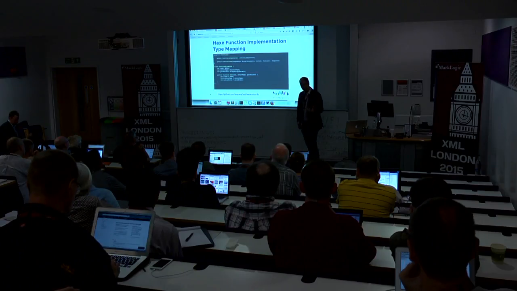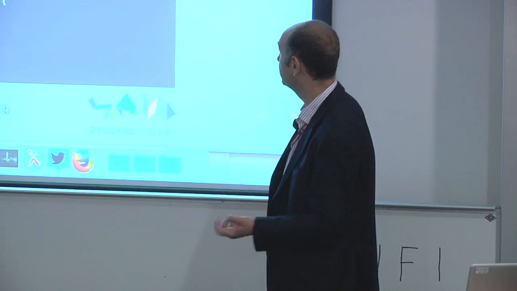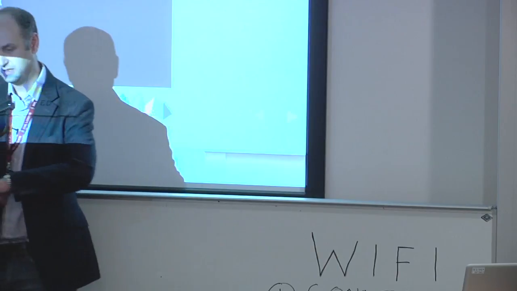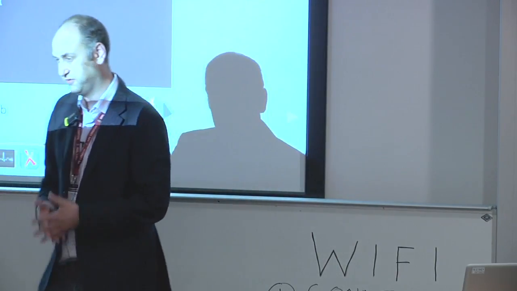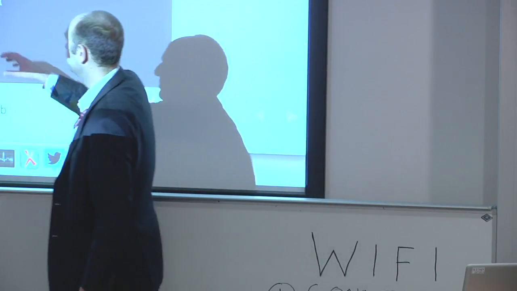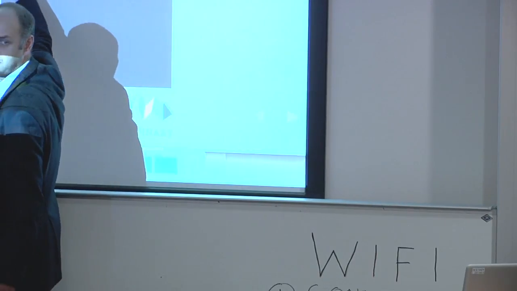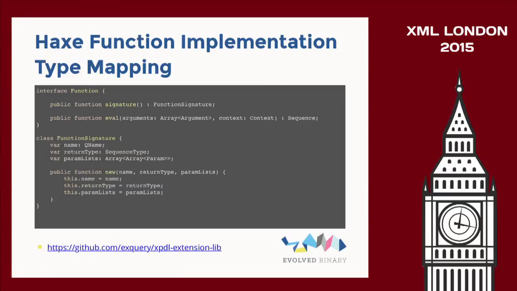So we have some XDM types that we've mapped into Haxe, and we also need our function implementation type mapping. So here's a function. A function has a signature. And if we remember back to the slide where I showed BaseX and eXist and Saxon, their function signature evals are all very similar. You're going to take some arguments, and you're going to take a context. And I can express all of this in Haxe. The other stuff is pretty standard. A function has a name, a return type, takes some parameters.